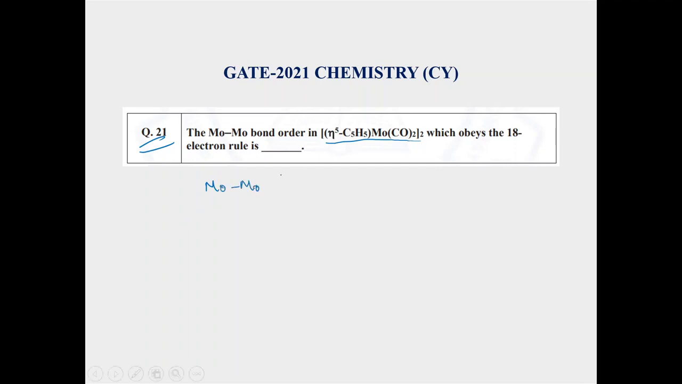So what is the 18 electron rule? If a compound has a total of 18 electrons, it is said to be the most stable compound, and we see if it follows the 18 electron rule. We actually count the valence electrons. So now you can calculate the total number of valence electrons for this complex.